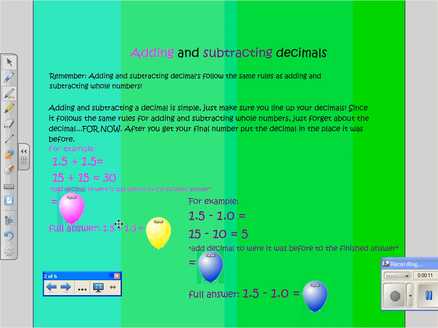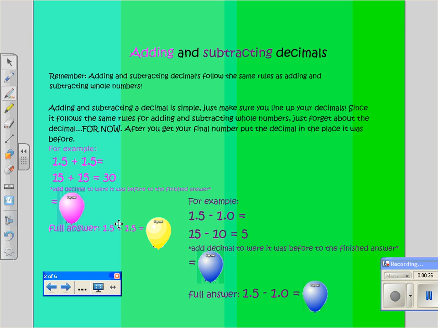Adding and subtracting decimals. Remember, adding and subtracting decimals follow the same rules as adding and subtracting whole numbers. Adding and subtracting a decimal is simple. Just make sure you line up your decimals. Since it follows the same rules for adding and subtracting whole numbers, just forget about the decimal for now. After you get your final number, put the decimal in the place it was before.